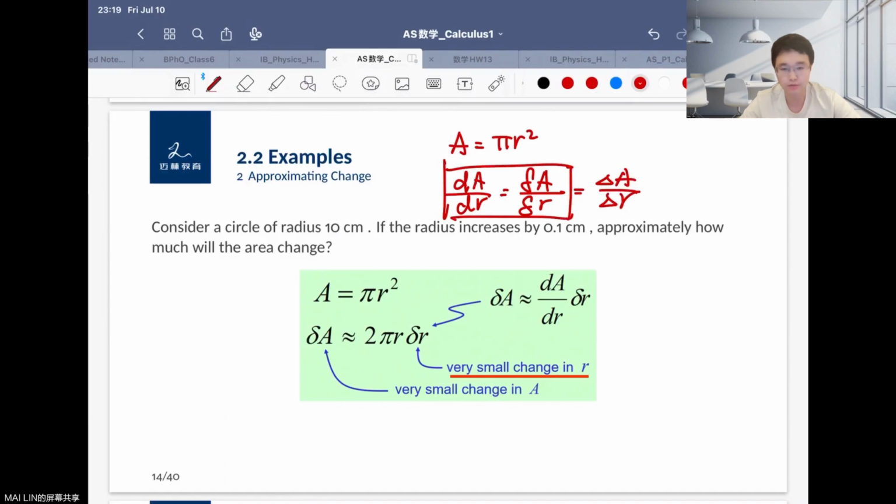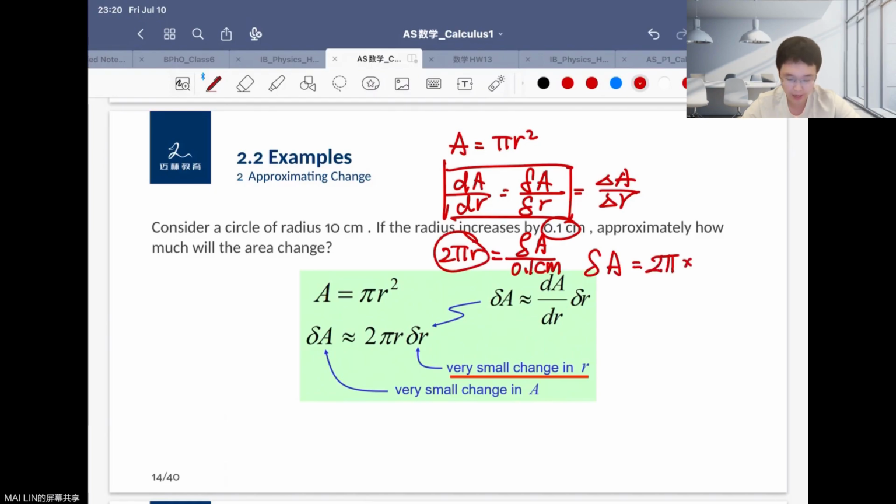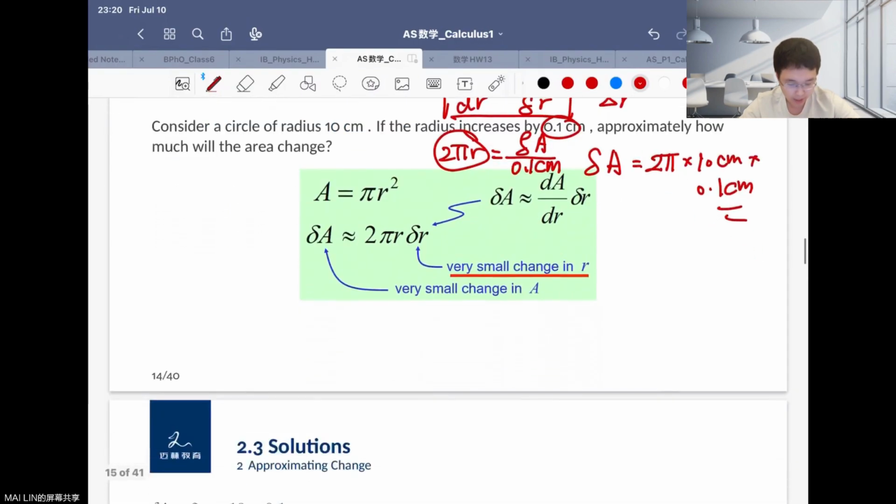So first, differentiation of A with respect to r is 2 pi r. And the delta A over delta R can be considered as the small change of area. Okay, so we have the small change of area. And then the small change of R is 0.1 centimeter, right? And you can set R here as 10 centimeters. So just put it in: the change in area equals 2 pi times the radius of 10 centimeters, times the small change of 0.1 centimeter. Okay, that is for this problem. Hope you can understand it. Okay, so here we already have the approximate change.